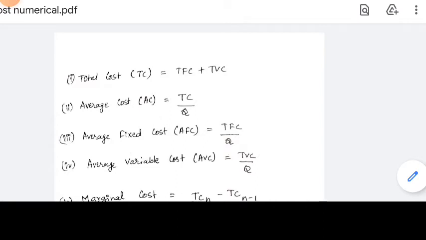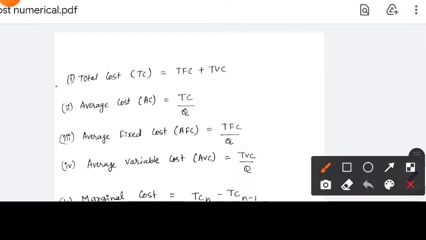Dear students, today we'll start the numericals of cost. Before starting the numerical questions of cost, let us see some of the formulas which will be required to solve the questions. The first formula is for total cost. Total cost is denoted by TC. So what is the formula of TC?